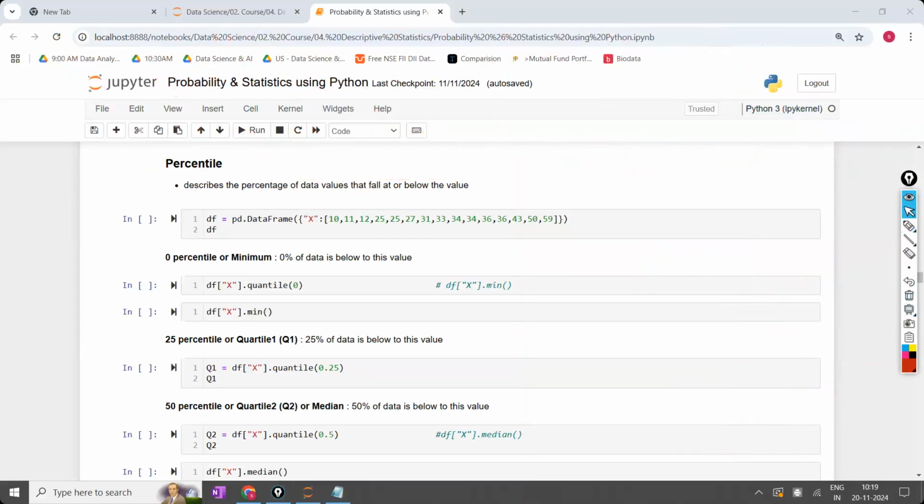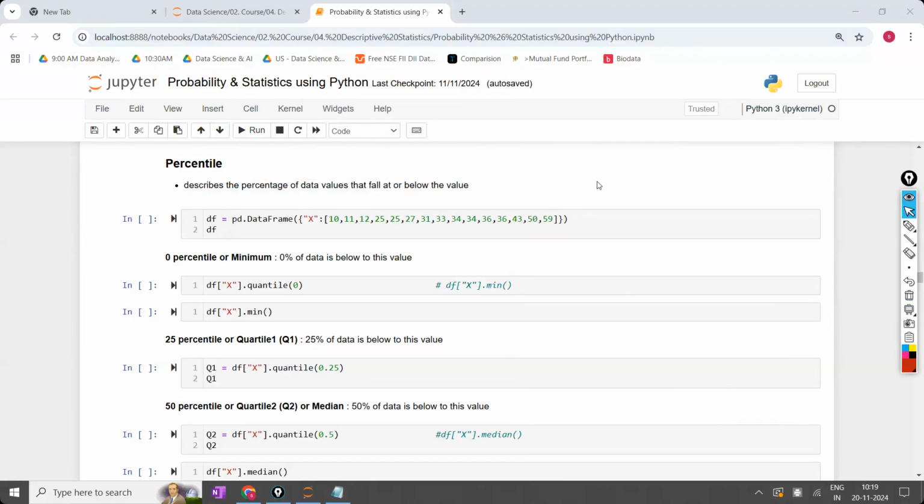Now, one of the students has asked a question about mode. Mode is nothing but the most repeated value. For the given data set, you calculate the most repeated value. If none of the values is repeated, then in that data set there is no mode.